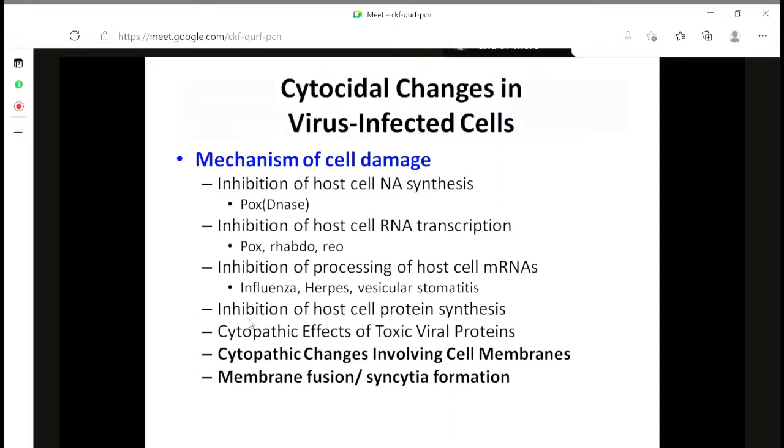Then even the viruses compete with the host cell protein synthesis mechanism. So they overpower the host cell protein synthesis process. As a result, they utilize the entire ribosomal surfaces and the transcription factors, and the translation factors of the host cell. Protein synthesis gets affected, and the cells will die.